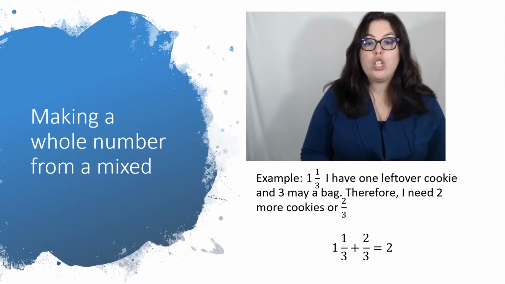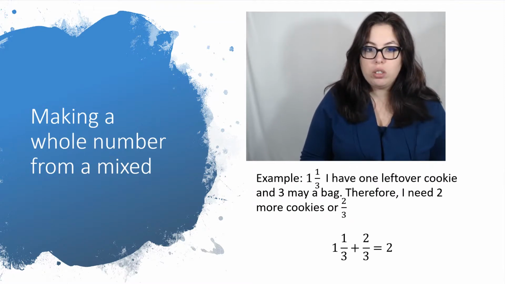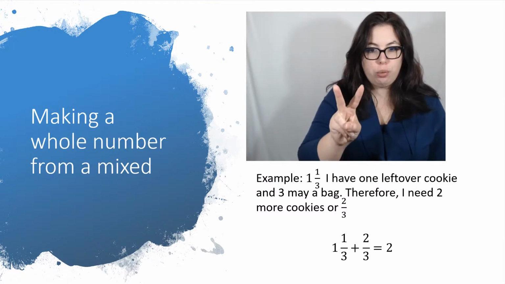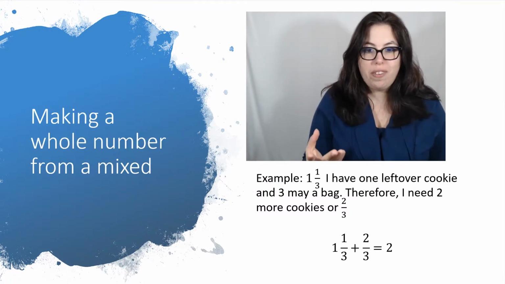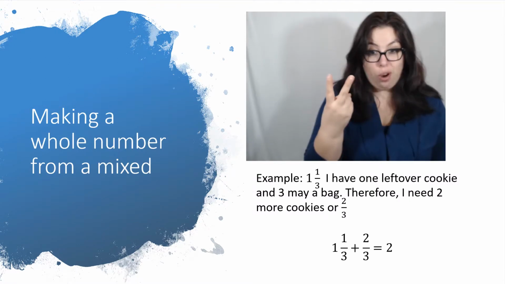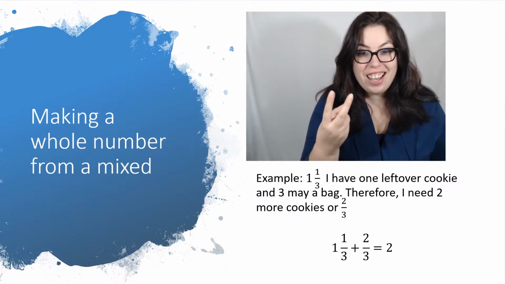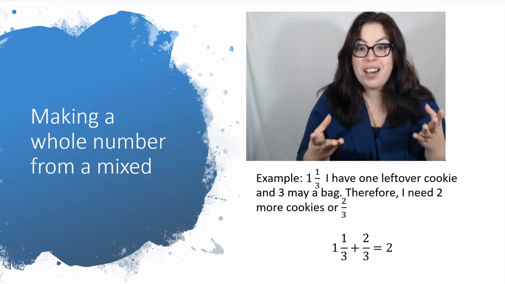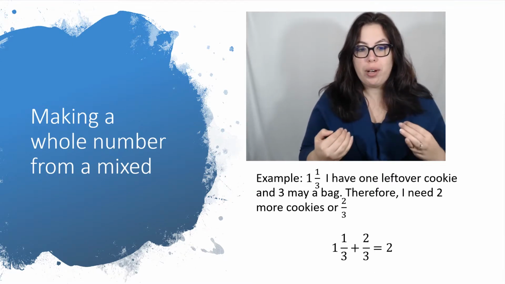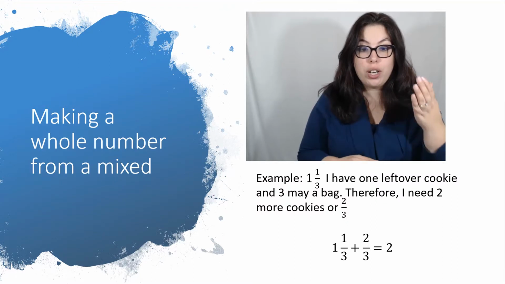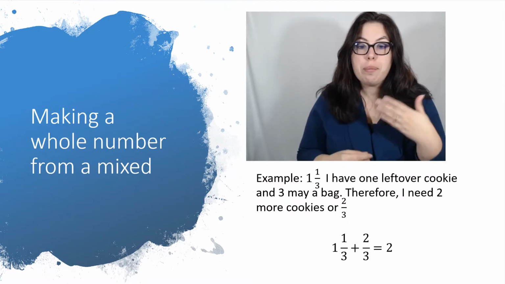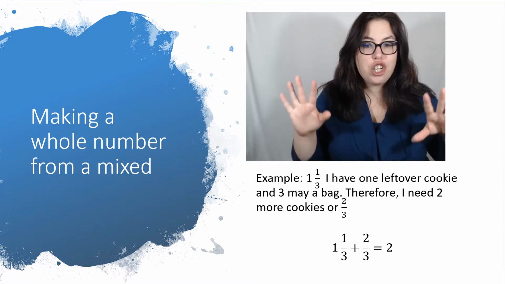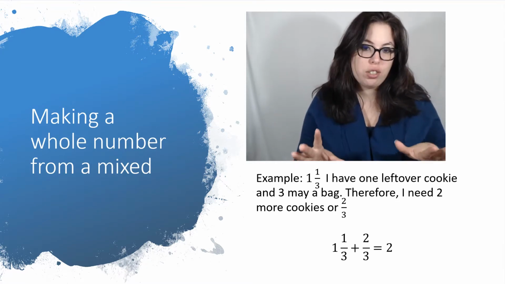So how many cookies do I need to make this a whole number? Well, if I have 1 cookie and 3 make a bag, I need 2 more cookies. So the fractional value of that would be the part that I need is 2 cookies and the whole amount that makes a bag is 3. So the fraction that I need is 2/3. If I add those together, 1 1/3 plus 2/3, I'm going to get 2. Okay, and if you're not sure how I did that addition, check out my adding and subtracting fractions video.